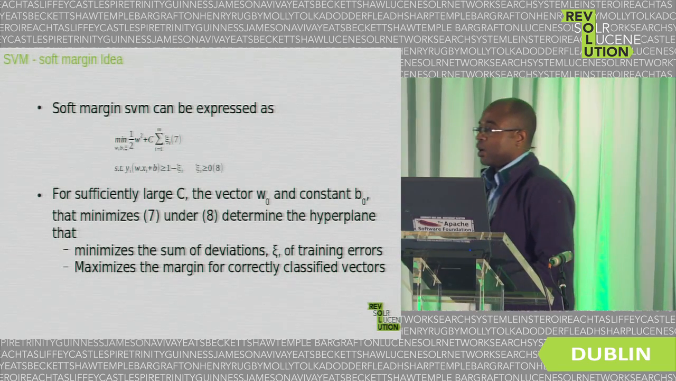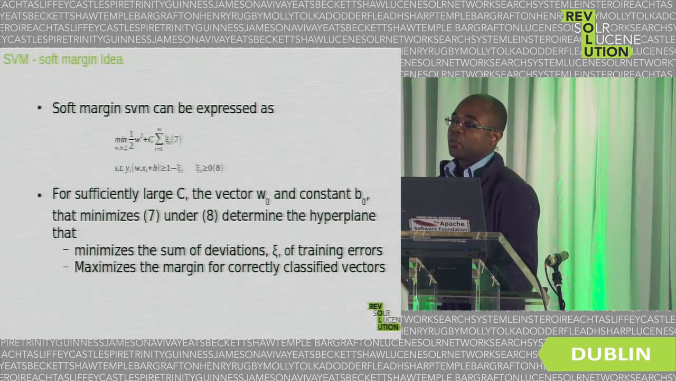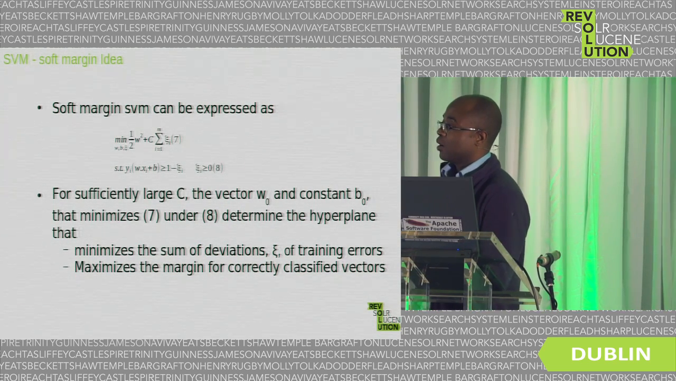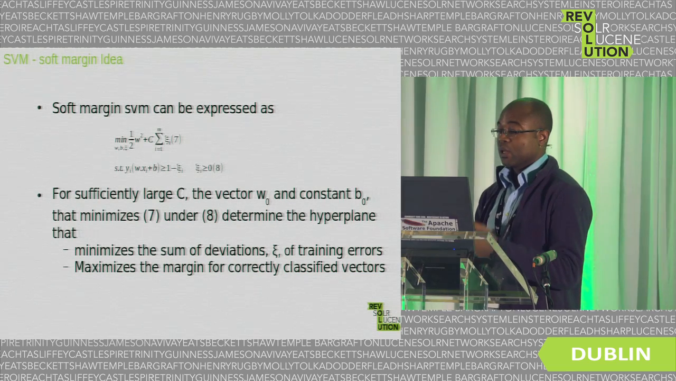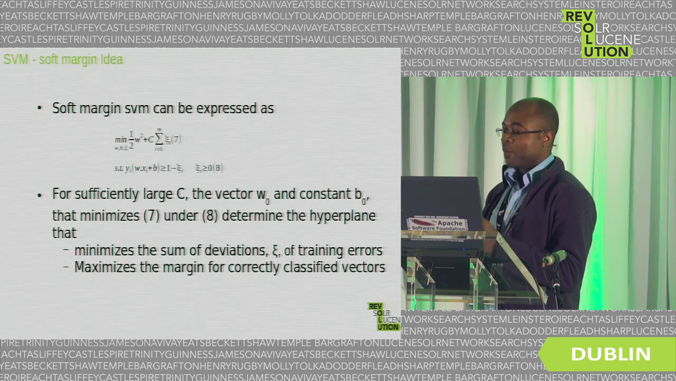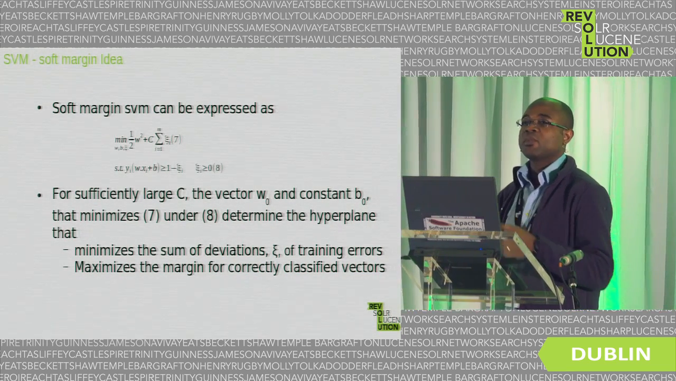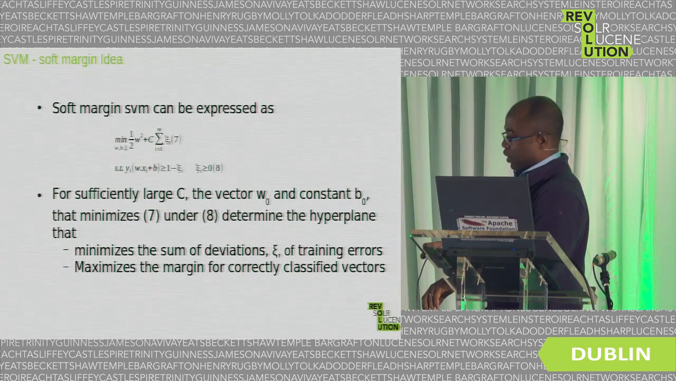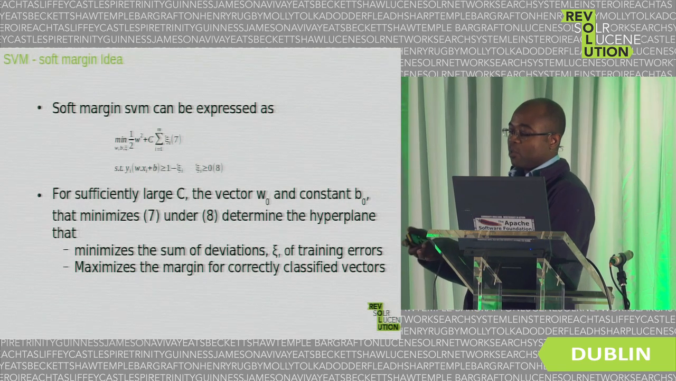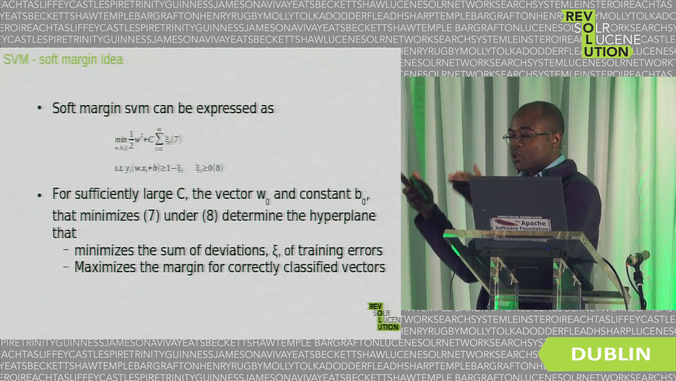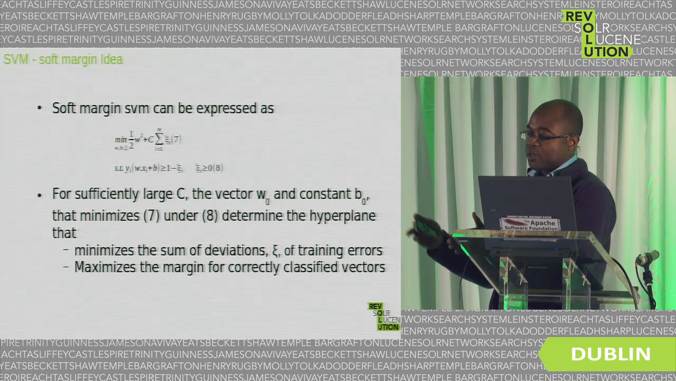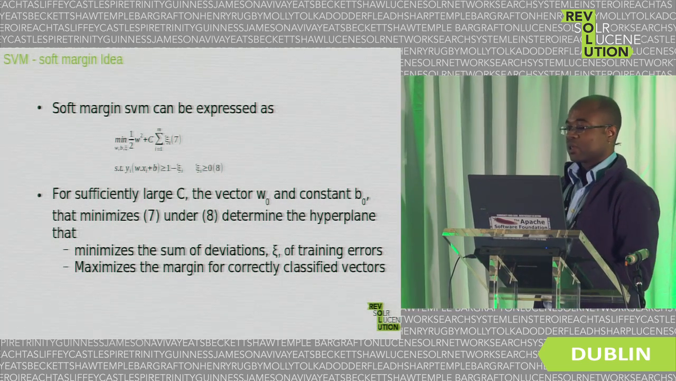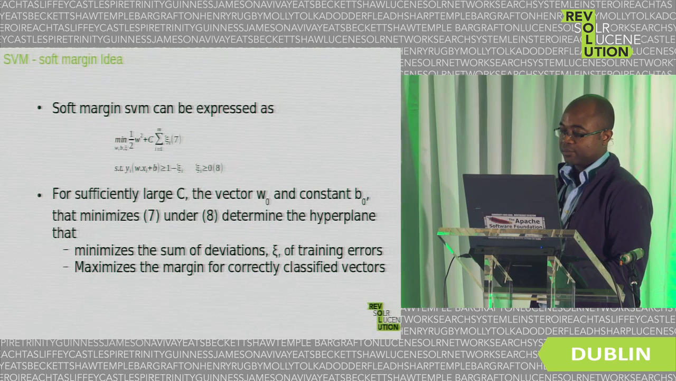So in machine learning, whether you are using logistic regressions or neural networks, you have the optimization objective. And the optimization objective for SVM is the following. It's minimizing W square plus some constant C times the number of errors, under the constraints we have here at equation 8.